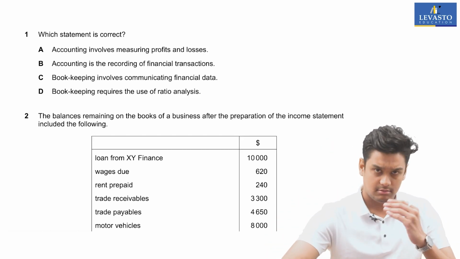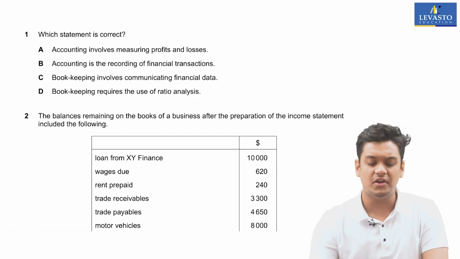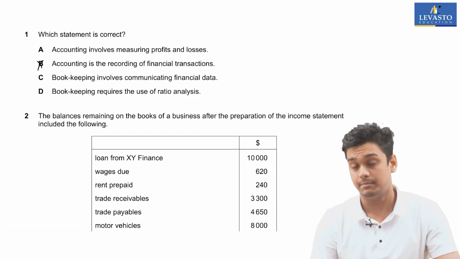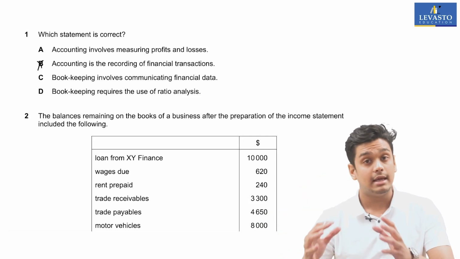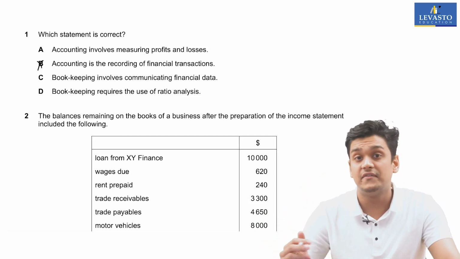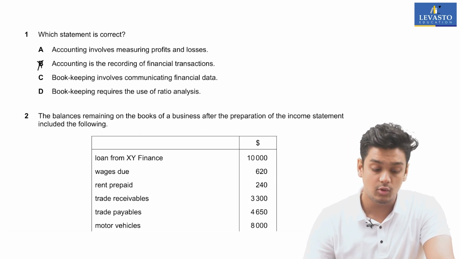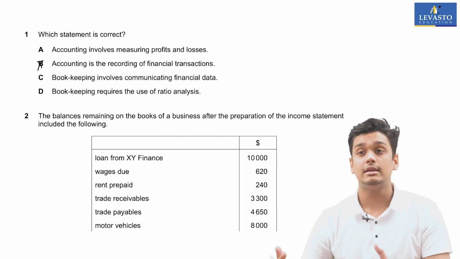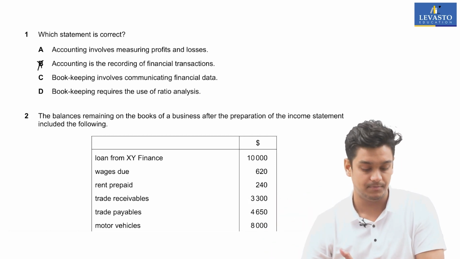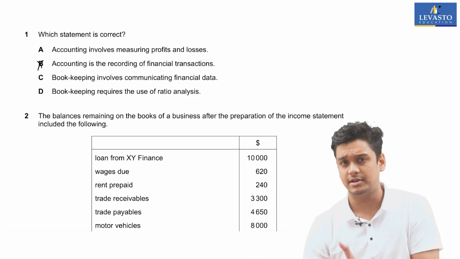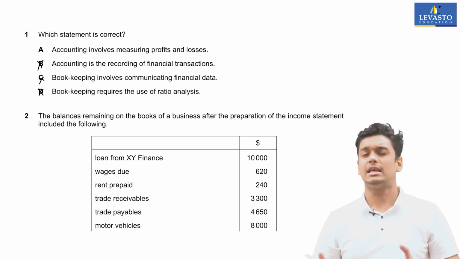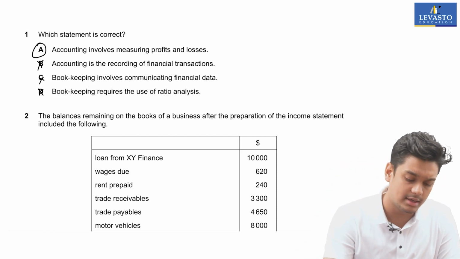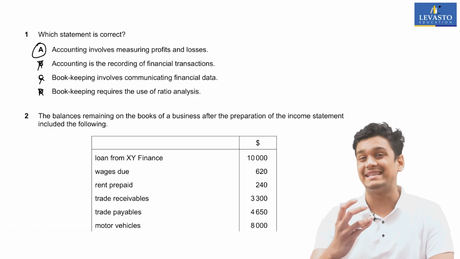Now, when I read this question, accounting is the recording of financial transactions, that answer is completely wrong. Bookkeeping is the recording of financial transactions. It's true that bookkeeping is a part of accounting, but that doesn't mean accounting is just recording financial transactions. And then they are telling you bookkeeping involves communicating financial data. No, accounting does that. Accounting is a process where you also communicate financial data, and in accounting you require ratio analysis, etc. So the last two statements are completely wrong. Bookkeeping is just a small process. So the most obvious answer here is answer A, accounting involves measuring profits and losses.